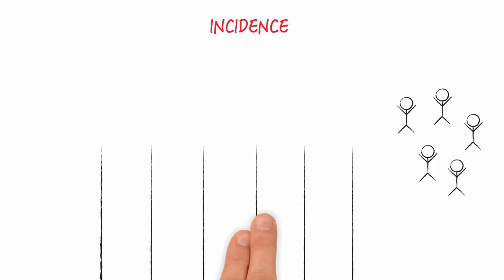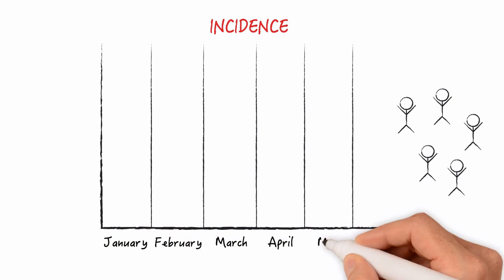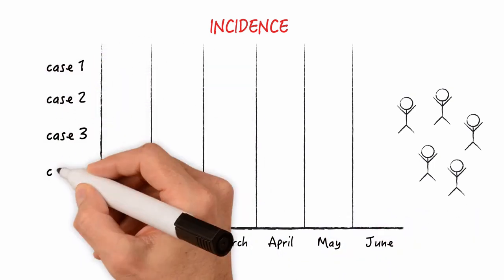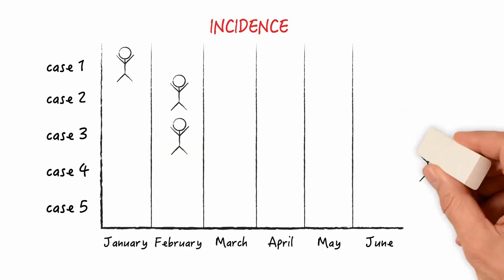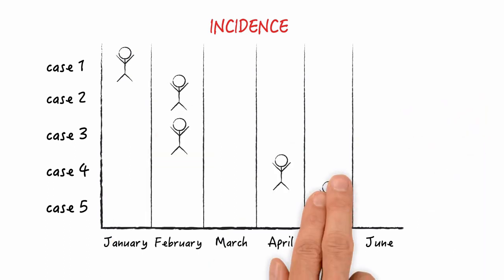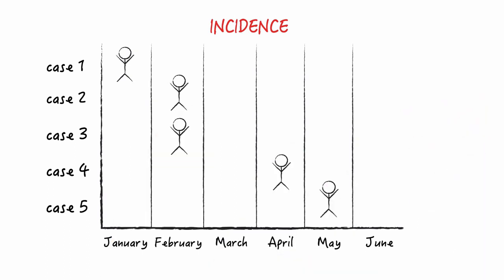And what's the difference between incidence and prevalence? Let's take a group of 5 people who develop tuberculosis over a period of 6 months. 1 develops the disease in January, 2 in February, 1 in April, and 1 in May. So ignoring the denominator for now, the incident cases in February, for example, would be 2. Or in other words, 2 would be the numerator of the incidence rate for that month. And it would be 1 for the months of January, April, and May.